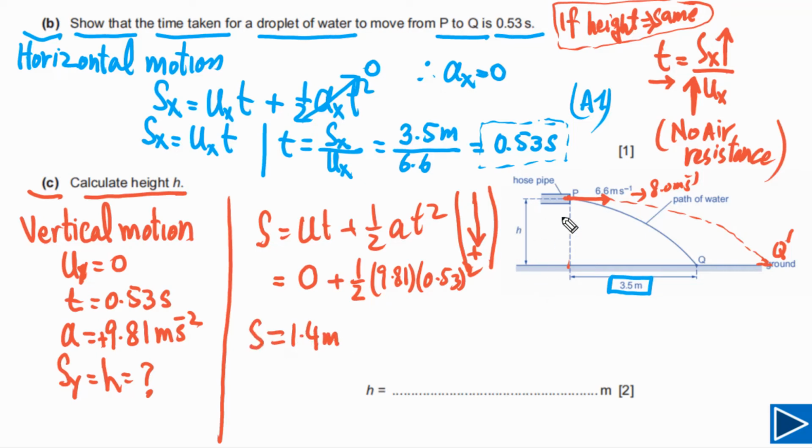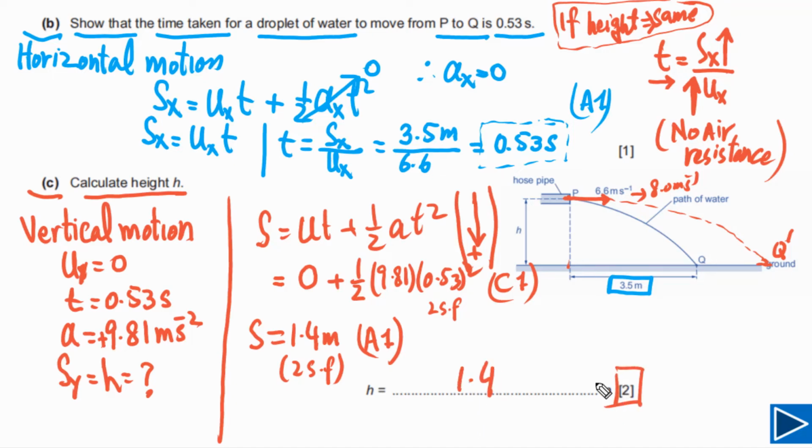And this is the height, meaning the vertical displacement. Our answer has 2 SF because in the given data, the least number of SF we have is 2. So our final answer also has 2 SF. This is our final answer. And this question has 2 marks. The first mark is the C mark if we have used this equation. And the second mark is the answer mark if we have done these calculations correctly. So 2 marks for this question. For the final answer we can write down 1.4. The unit given is meter.